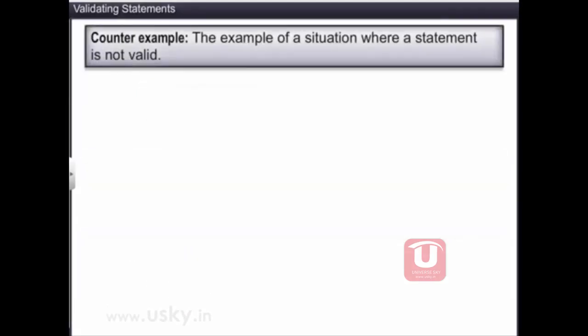We cannot prove that a statement is false by the methods that we have discussed earlier. In such cases, the counterexample method is used to prove a statement. In this method, we take the example of a situation where the statement is not valid. Such examples are called counterexamples.